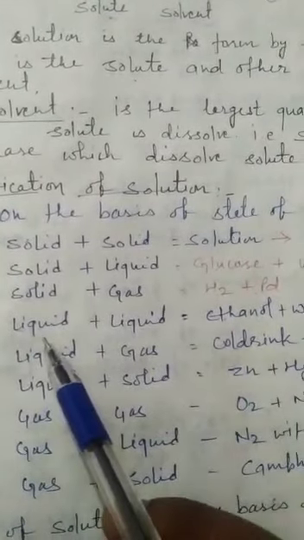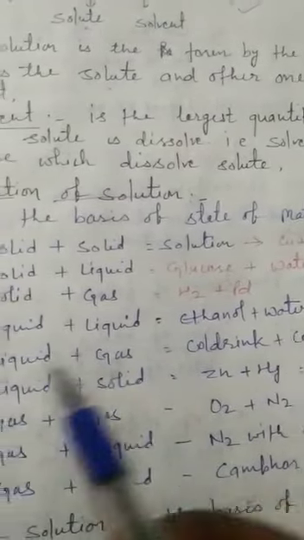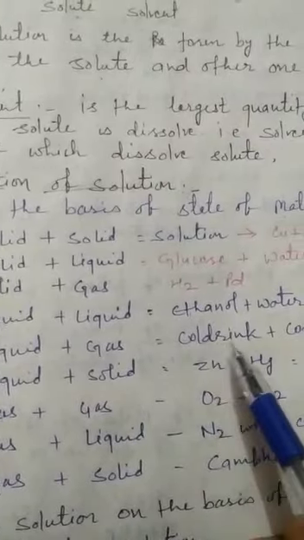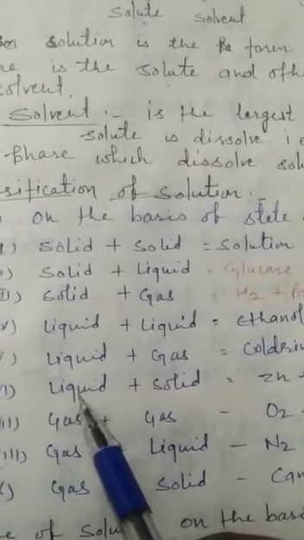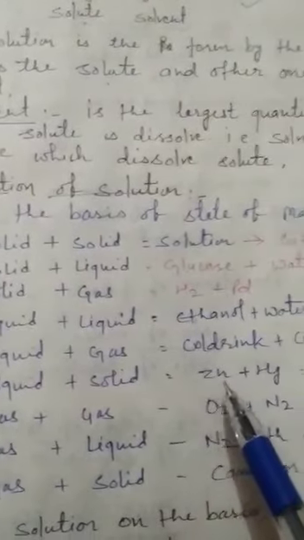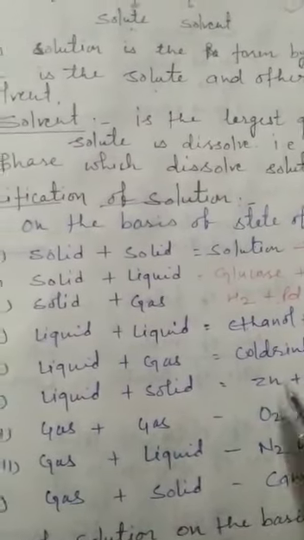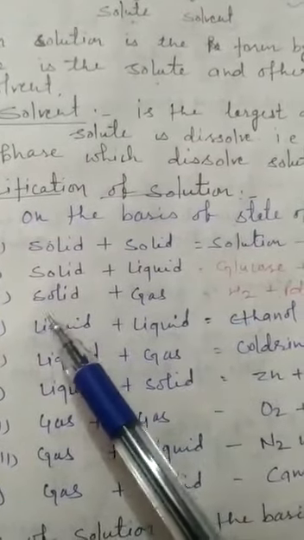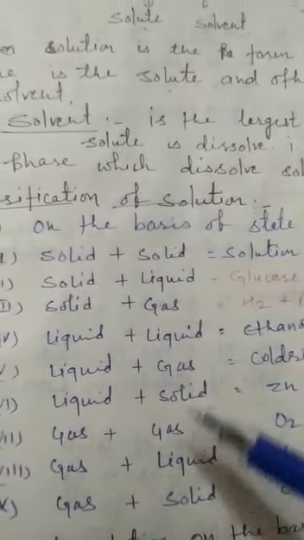Now come to the point, liquid plus liquid is also known as a solution. For example, ethanol plus water, milk plus water. Liquid plus gas, as a cold drink has the presence of CO2. Now liquid plus solid is also a solution, for example zinc amalgam. These are the 9 types of solutions: solid solid, solid liquid, solid gas, liquid solid, liquid liquid, liquid gas. This is on the basis of state of matter.